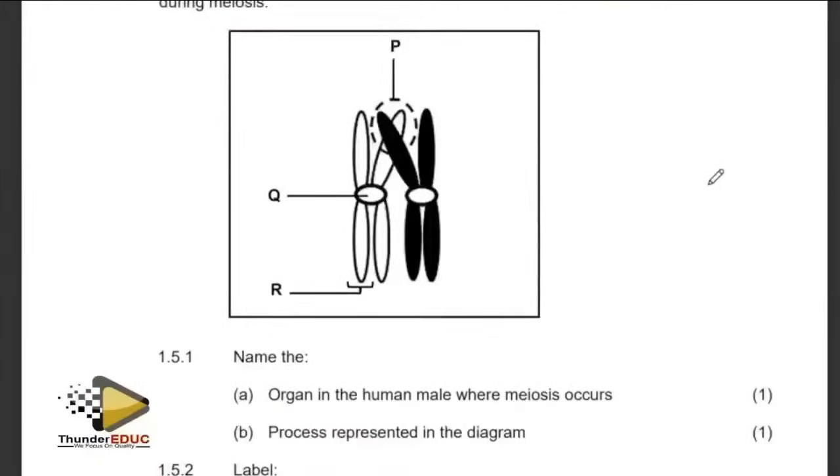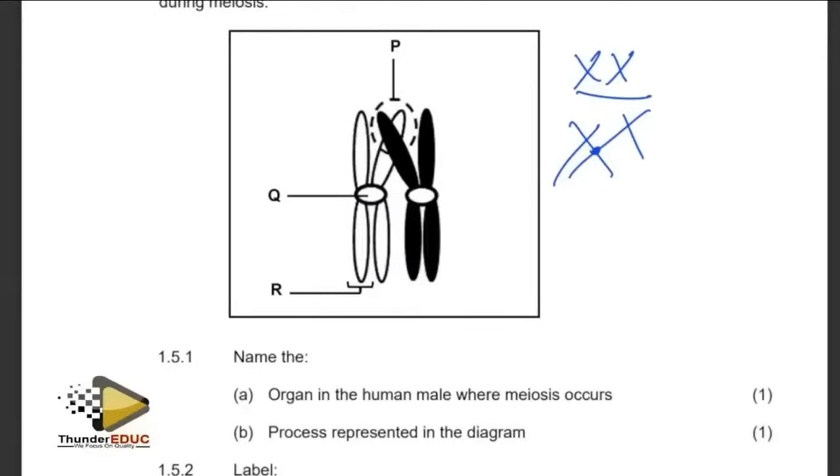When you talk about crossing over, you talk about two homologous chromosomes. These chromosomes come together. They cross over at a point called chiasma. They must be homologous. The word homologous is a key point: homologous chromosomes align together. They come together and the chromatids of the homologous chromosomes cross over at a point called chiasma.